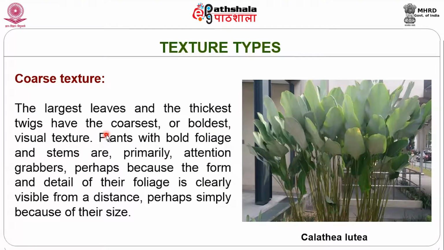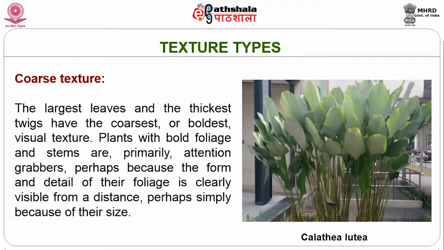Then we see the coarse texture. The largest leaves and the thickest twigs have the coarsest and the boldest visual texture. So, we saw the smaller leaves forming the fine texture; in contrast, the largest leaves and the thickest twigs have the coarsest or the boldest visual texture. So, plants with bold foliage and stems are primarily attention grabbers because of their very strong character. They are attention grabbers, perhaps because the form and detail of their foliage is clearly visible from a distance.